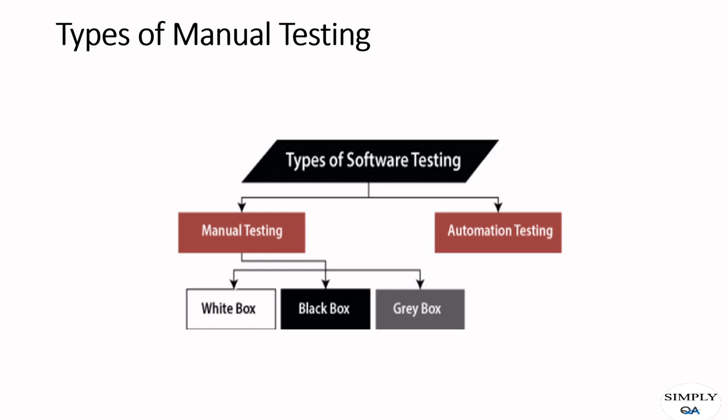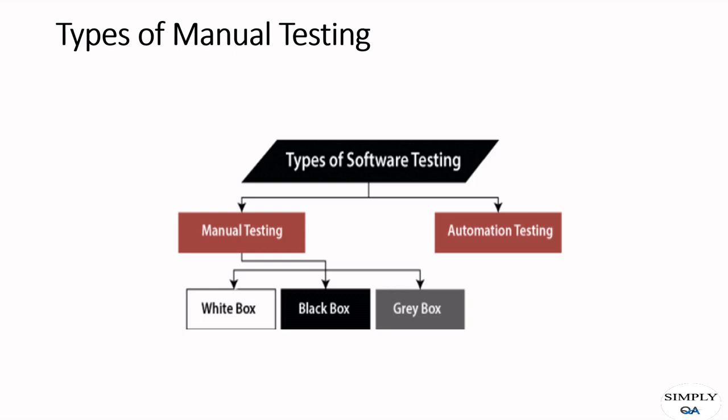In this session, we will be seeing about the types of manual testing. Before going into the types of manual testing, we have already made a video for types of software testing, that is manual and automation testing, and we have explained the concepts in depth. So I will provide the link in the comment section. You can refer to it before going into types of manual testing, right?